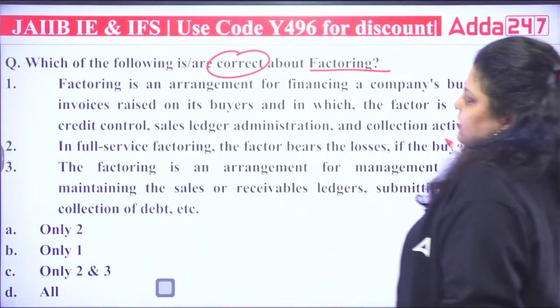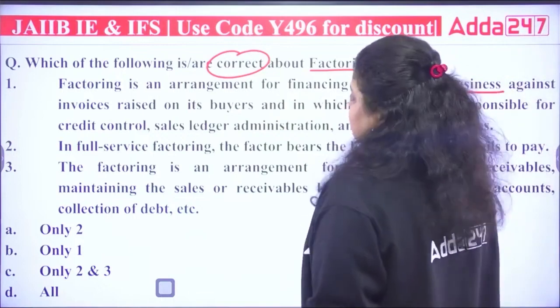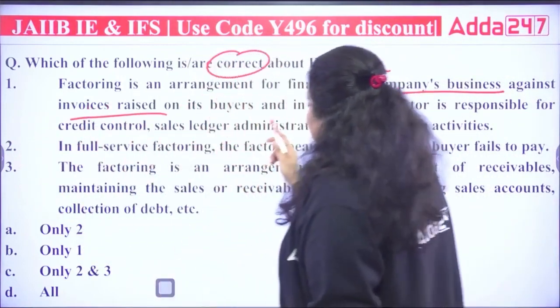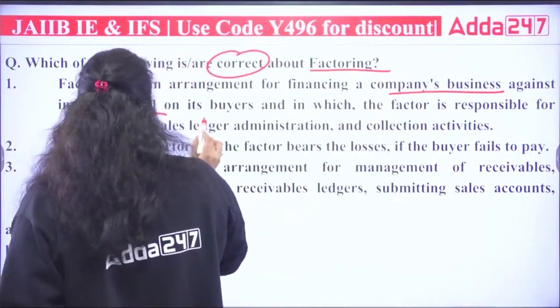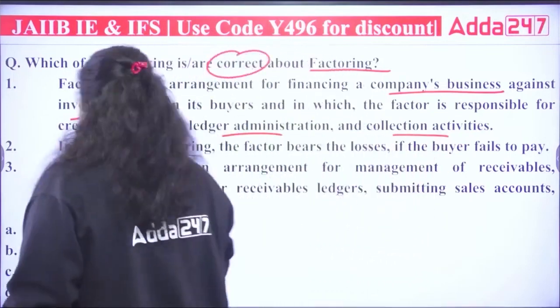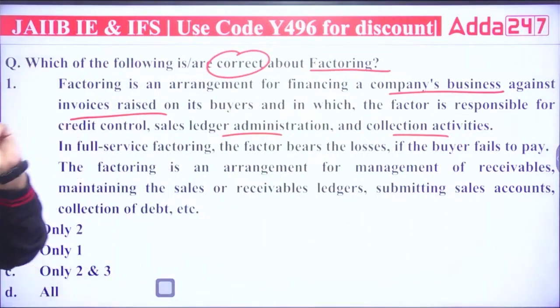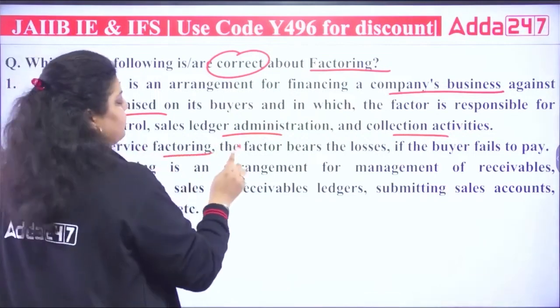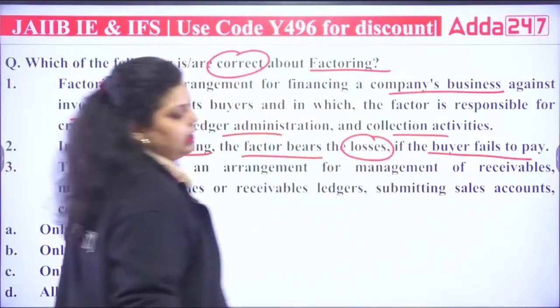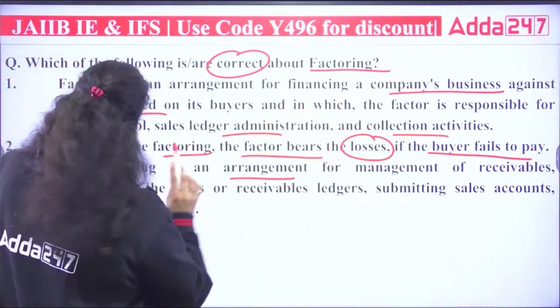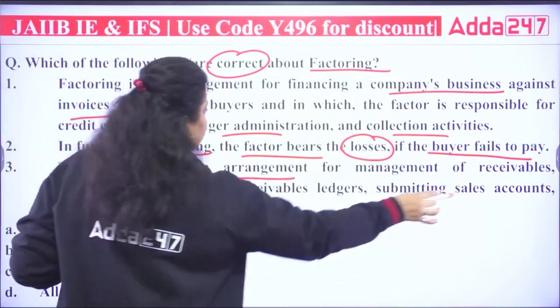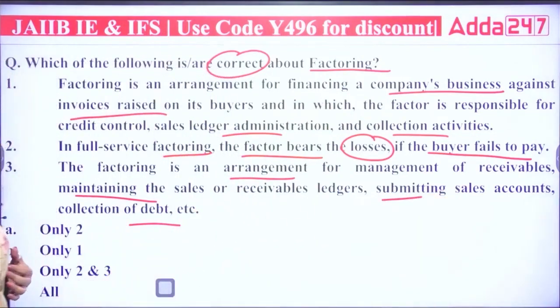First is saying factoring is an arrangement for financing a company's business against invoices raised on its buyers, in which the factor is responsible for credit control, sales ledger administration and collection activities. Okay, that's the first statement. Second is talking about full service factoring, where the factor bears losses if the buyer fails to pay. The third is saying factoring is an arrangement for management of receivables, maintaining the sales receivable ledger, submitting sales accounts, and collection of debt. So out of these three statements, which of the following do you think is correct about factoring?